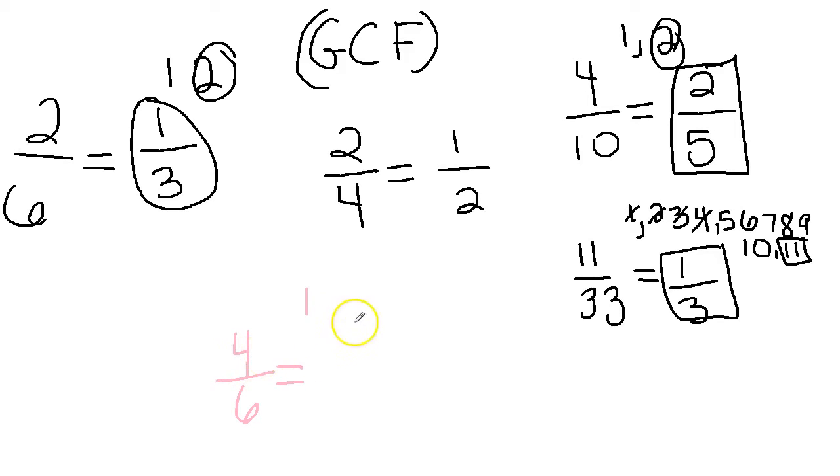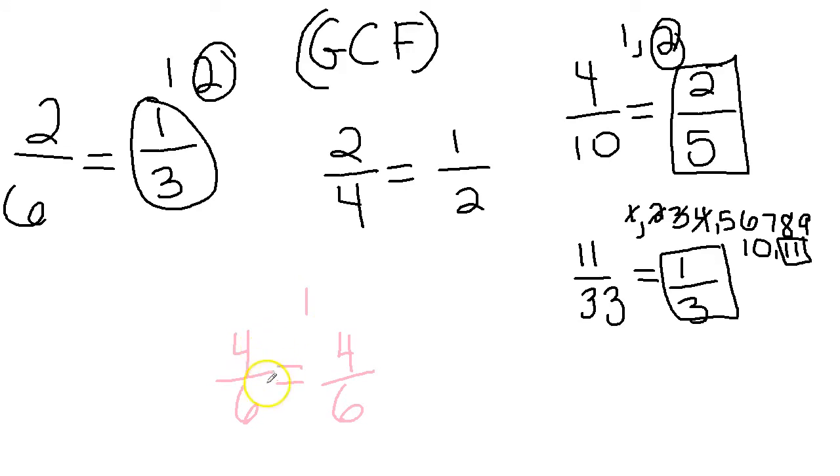1 into 4 is 4. And 1 into 6, okay, is 6. You see that? So we're not done, because this is not reduced to its simplest form. You still can reduce this some more. This is why we don't use 1 or any number that is the smallest common factor. Okay? So now you see why. Therefore, we're going to do it the right way.